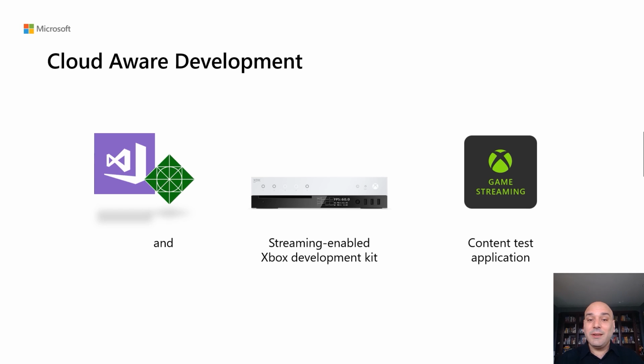Of course, you'll need something to stream to, and that's where the content test application, or what I'll call the CTA throughout this talk, comes into play. The CTA is effectively just a version of the public game streaming app, but it has one special mode called Direct Connect that allows you to connect it straight to your dev kit.